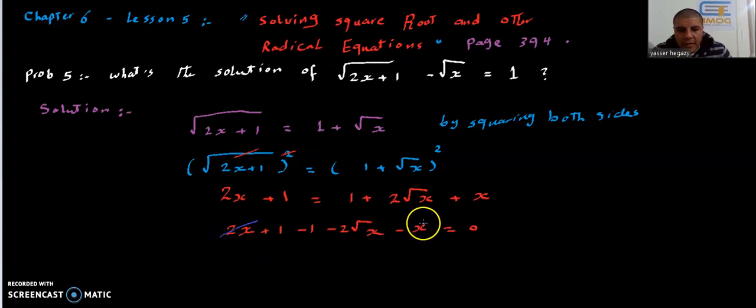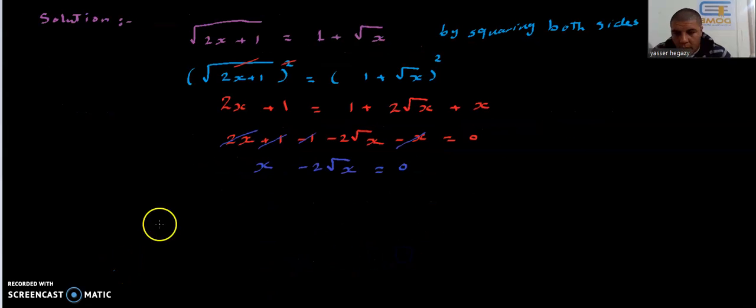2x minus x equals x, plus 1 minus 1 equals 0, minus 2 the square root of x is equal to 0. So we have here x minus 2 the square root of x is equal to 0. Here we have x and x to the power half. What should we do? The first step, you must transpose the 2 square root of x to the other side. So x is equal to 2 the square root of x. Here now we can do it.